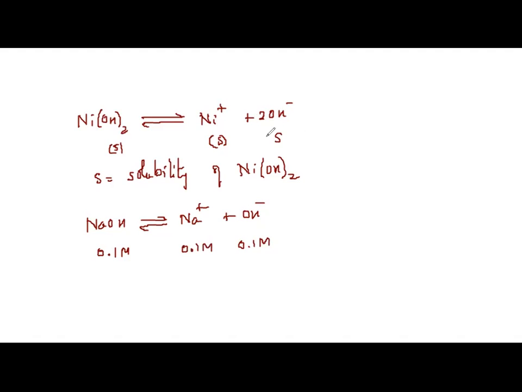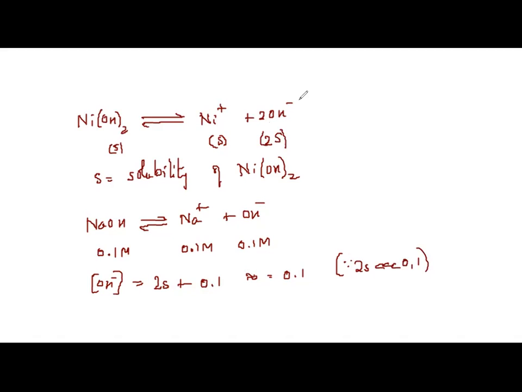Since the coefficient is 2 here, I will put 2 coefficient here. So let me find out the OH- ions. It is equal to what? In nickel hydroxide, it is 2s, plus in NaOH, it is 0.1, which is almost equal to 0.1 only. Because 2s is very much less than 0.1. Yes or no? 2s solubility, it is very much less than 0.1.